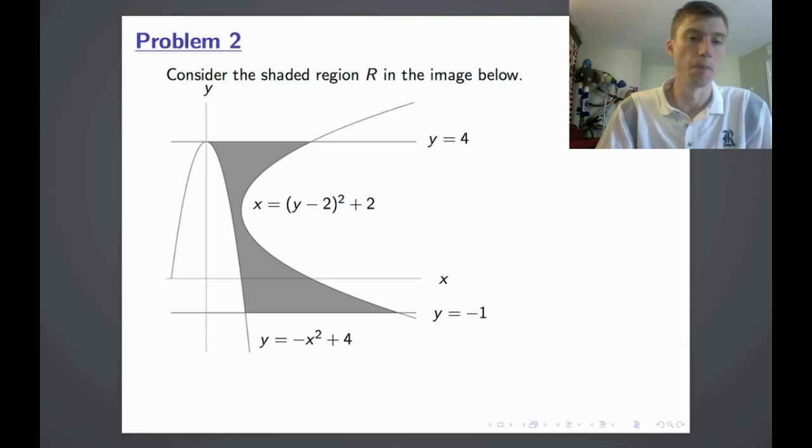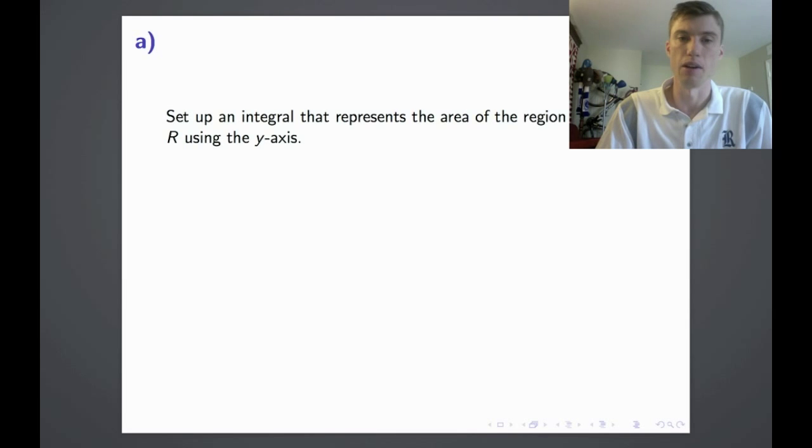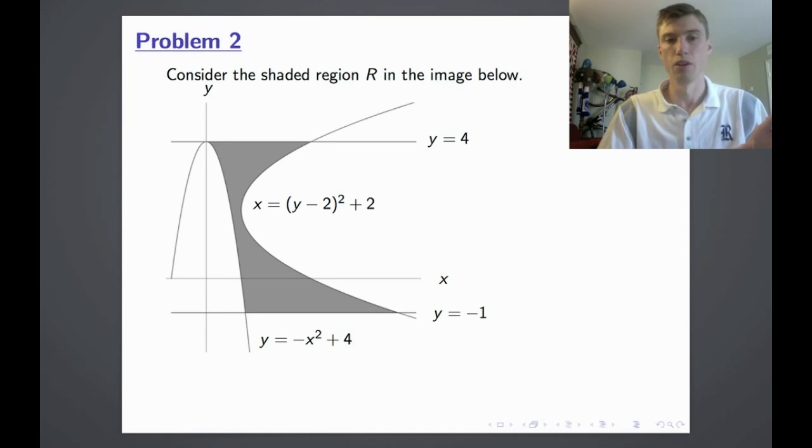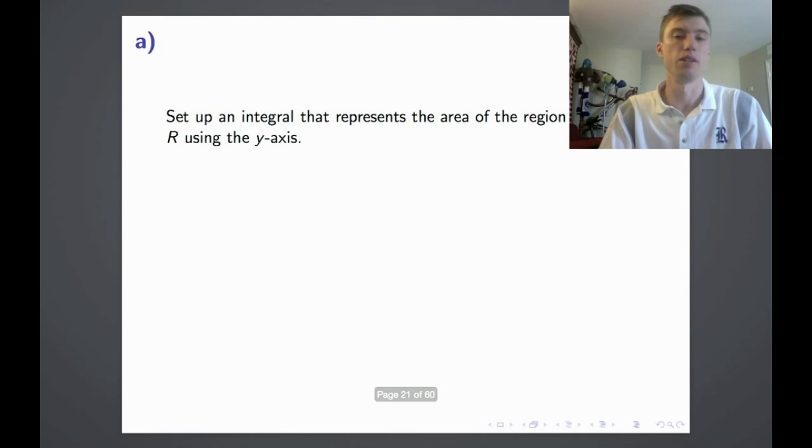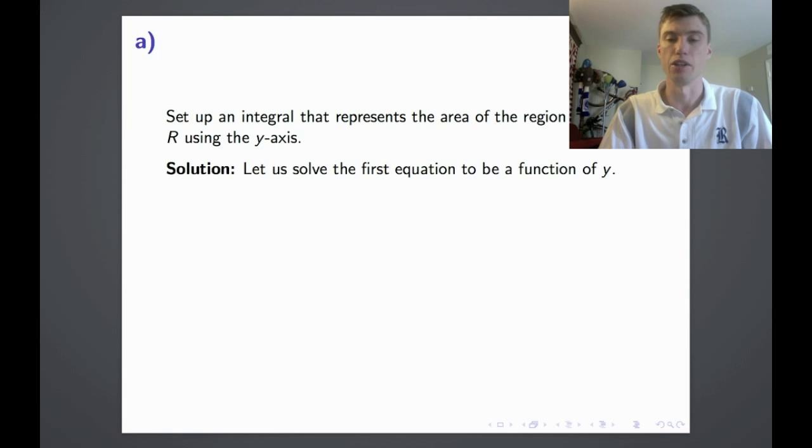We'll get to that, but right now let's start off setting up an integral that represents the area of the region using the y-axis. So let me backtrack and look at this picture again. We know what the top curve is. The top curve will be x equals (y minus 2) squared plus 2, and that's a function of y already. We just need to take this other curve, y equals negative x squared plus 4, and set it up as a function of y. Then we can integrate from negative 1 to 4, the top function minus the bottom function. So our goal will be to find this second equation as a function of y.